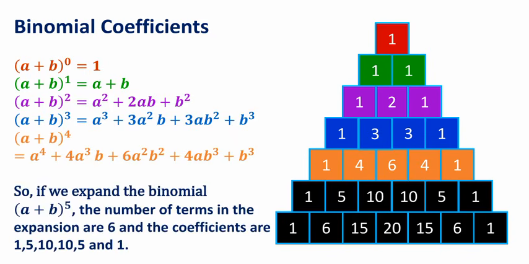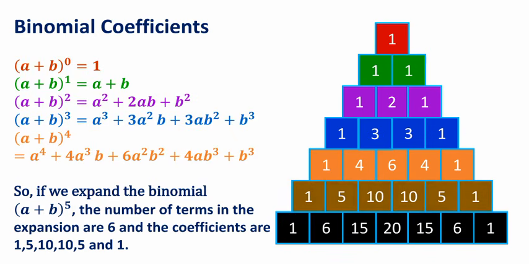So if we expand the binomial (a+b)^5, the number of terms in the expansion is 6 and the coefficients are 1, 5, 10, 10, 5 and 1, and these numbers lie here in the Pascal's triangle.